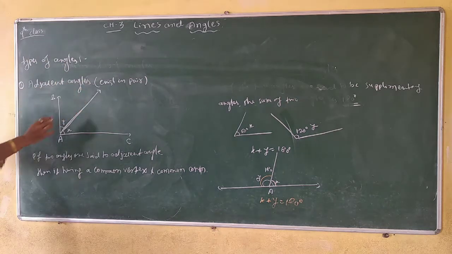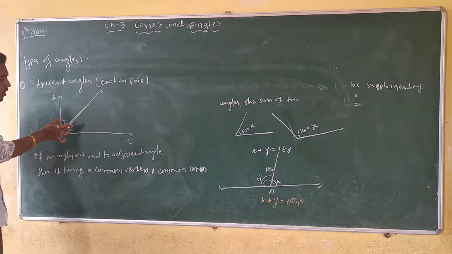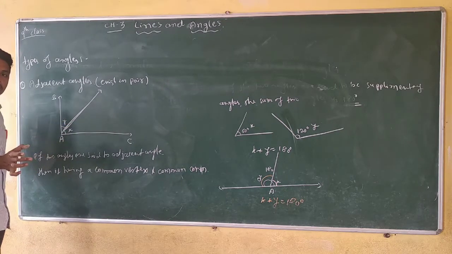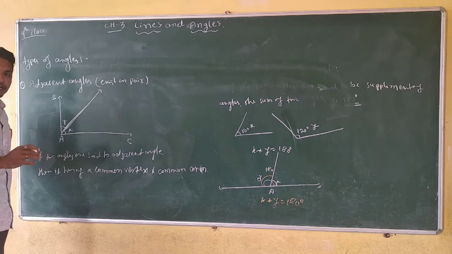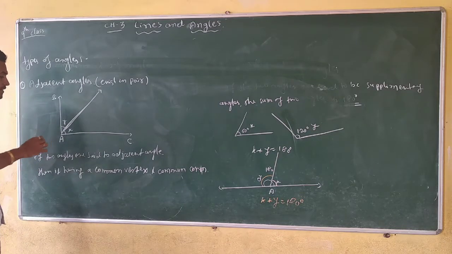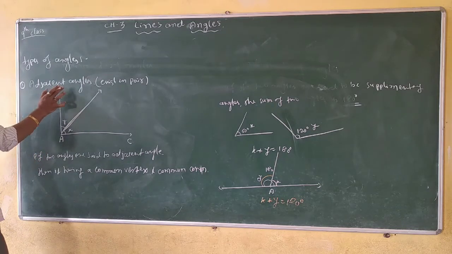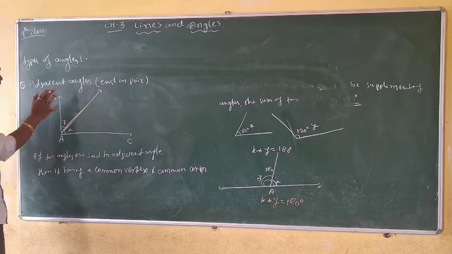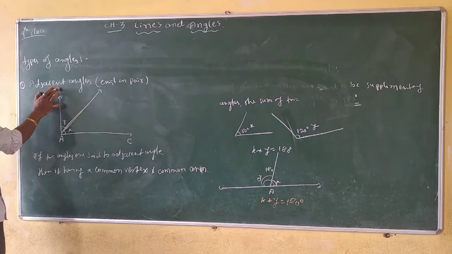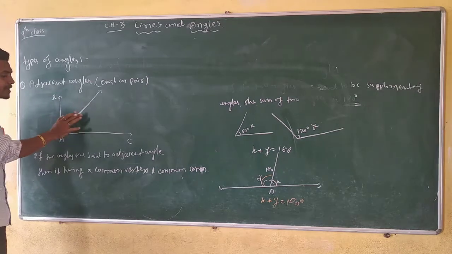Now see here, the sum of these two angles is 90 degrees. Two angles whose sum is 90 degrees are known as adjacent angles. And what is the meaning of adjacent? Adjacent is nothing but neighbors, or side by side.